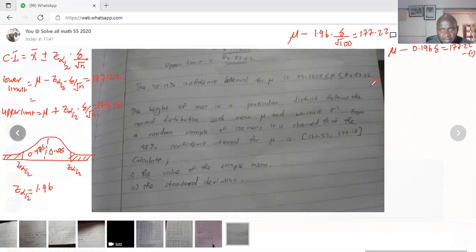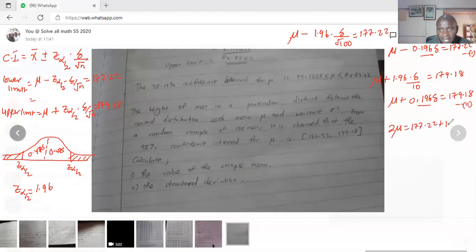Then the second one, mu plus 1.96 times sigma over 10. The 10 comes from root of 100, guys. Don't worry so much. It is 179.18. The mu plus 1.96 sigma over 10 is equal to 179.18, equation 2. To eliminate, this is the same as this one. Add, you will get 2 mu is equal to 177.22 plus 179.18, divided by 2. A steady student with a calculator, what is the answer?